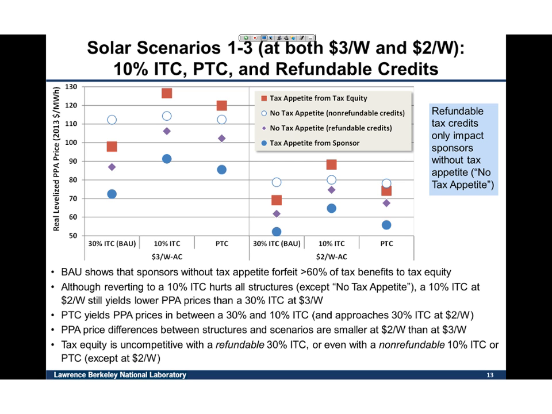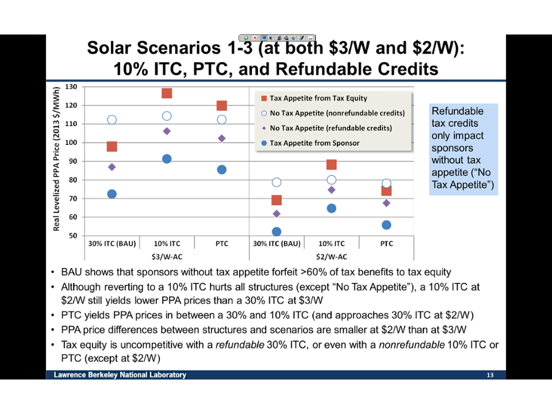A solar PTC yields PPA prices that fall somewhere in between a 30% and 10% ITC. So closer to the 10% ITC at $3 per watt, but closer to the 30% ITC at $2 per watt, given that unlike the ITC, the PTC does not scale with installed costs. So in other words, at $2 per watt, the fixed amount of PTCs generated by a project make up a greater percentage of CapEx than they do at $3 per watt. Finally, you can see that tax equity is not competitive under either a non-refundable 10% ITC or solar PTC, nor even under a refundable 30% ITC.